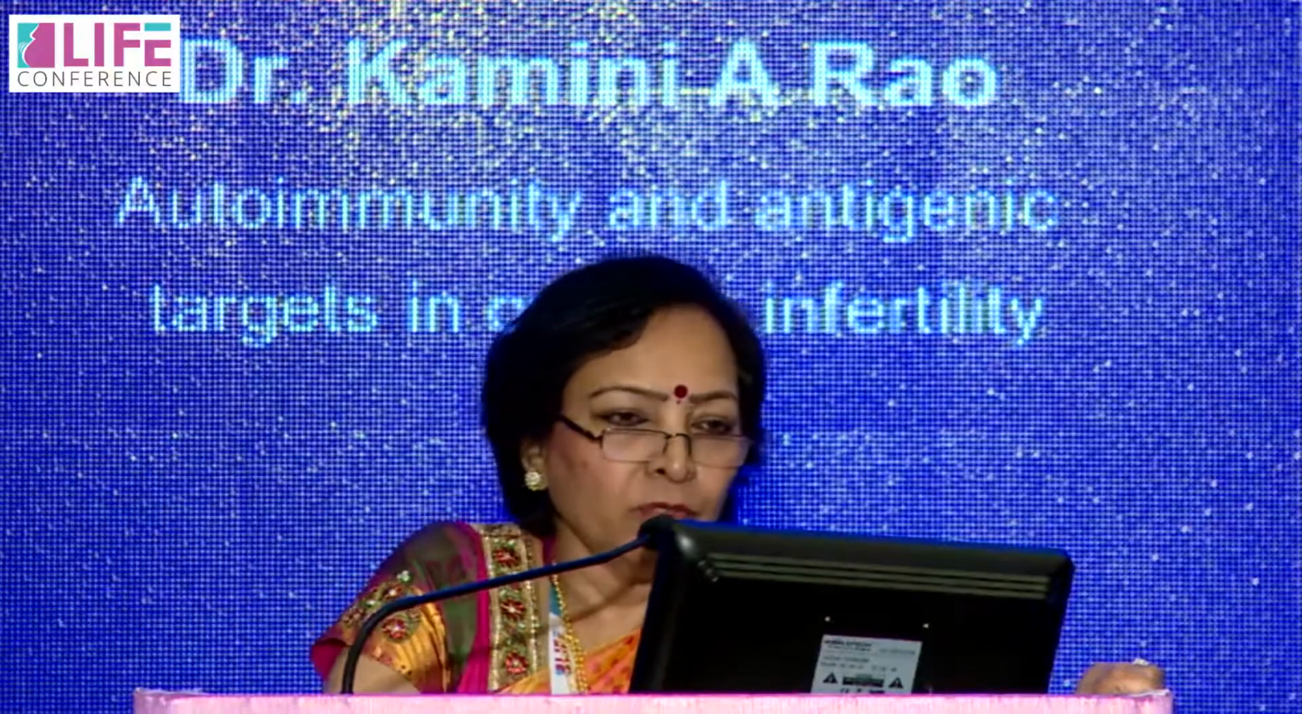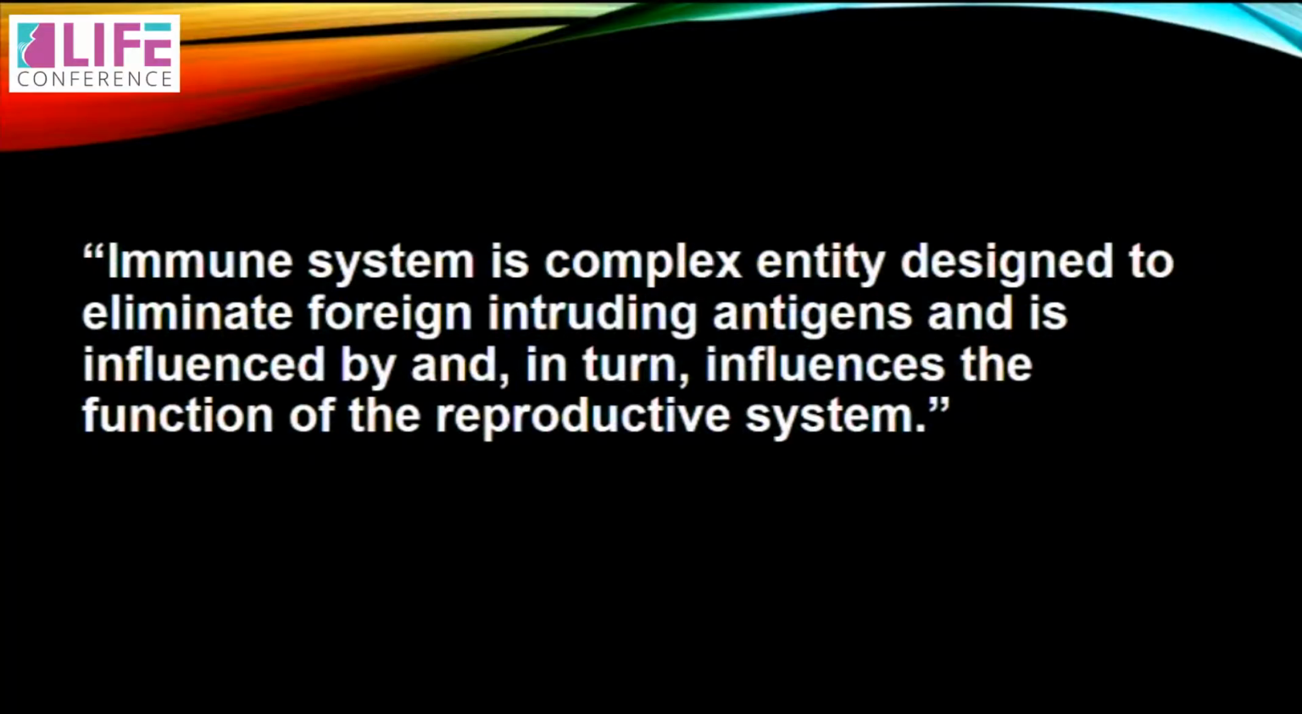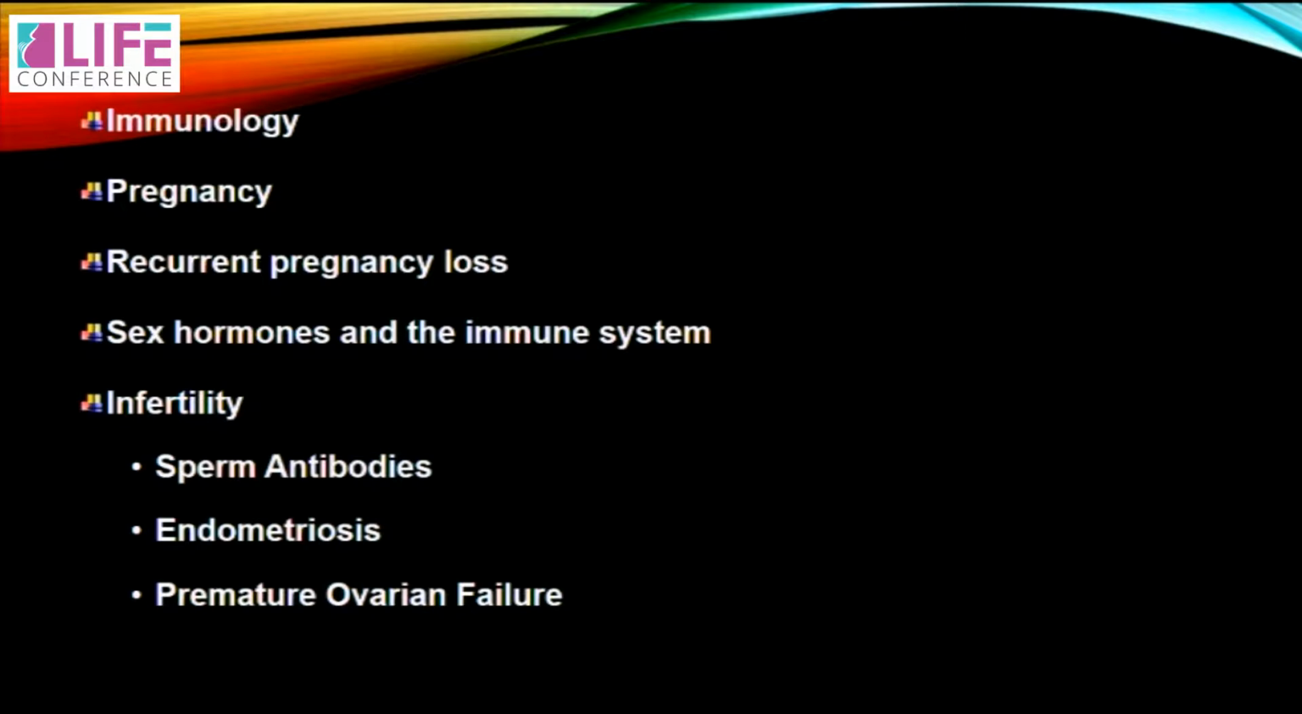And if we look at the immune system, it's a very complex entity designed to eliminate foreign intruding antigens, and is influenced by and in turn influences the function of the reproductive system. We do know that immunology plays an important role in pregnancy, in recurrent pregnancy loss. We also know that sex hormones and the immune system are involved in this.